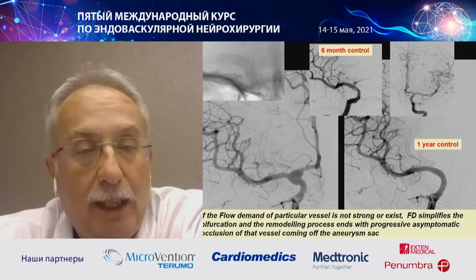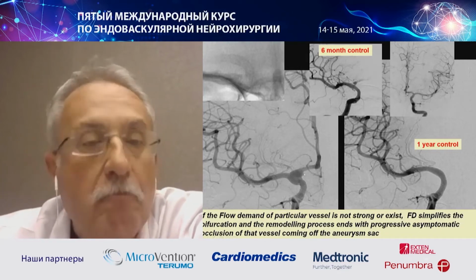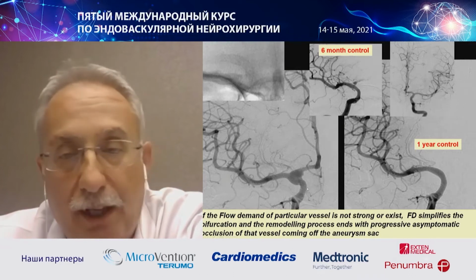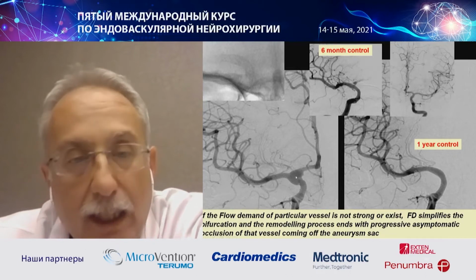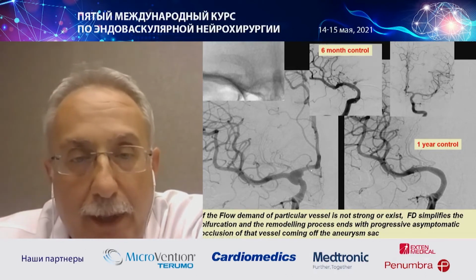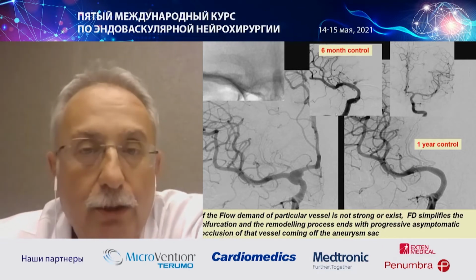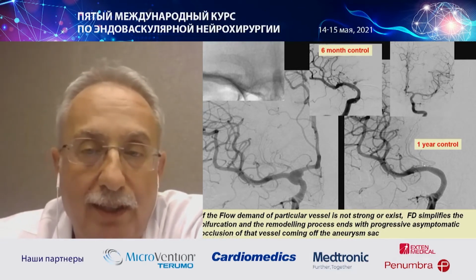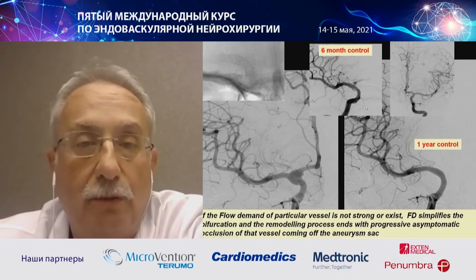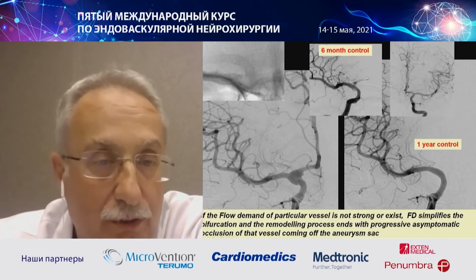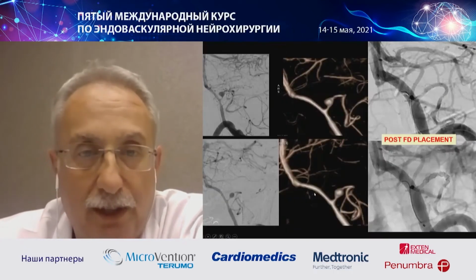If the flow demand of a particular vessel is not strong, like in this distal ICA bifurcation, dissecting and ruptured aneurysm treated not in the acute phase, there is obviously no flow demand in the right anterior cerebral artery because it fills from the left side. So when we place a flow diverter from ICA to M1, we create a new bifurcation with an asymptomatic occlusion of the right A1 due to the flow demand of that particular vessel.